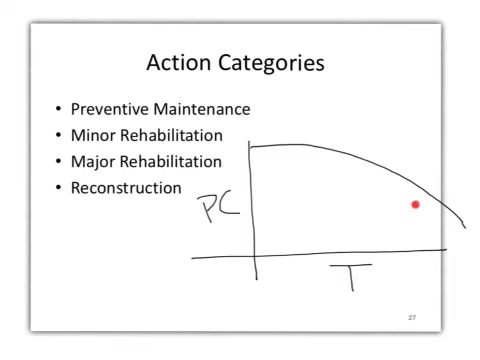While if I waited till I reach a PCI around 50 to 60, then this here is a major rehabilitation including 4, 5 or even 6 inches overlay and a big fixation of the bases and sub-base and all the way to the subgrade, which we can treat with lime or cement. And if I really did not do anything and I let the pavement reach PCI less than 50, or 40 to 50, then I am realizing that the entire structure is failing, including base, sub-base, and the subgrade. I need to do a major reconstruction.